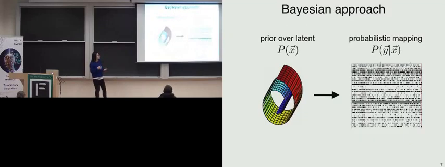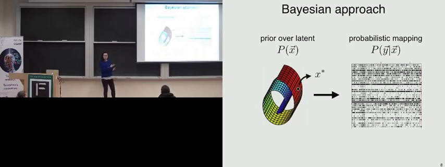So what is a Bayesian approach? Typically in a Bayesian approach, there are two components. If we denote the latent to be X, we have a prior over the latent X, P of X. This tells you the a priori assumption you have about the latent structure. We also have the probabilistic mapping, P of Y given X, that generates the spikes or neural activity from the latent X.